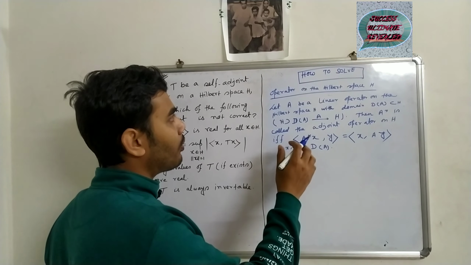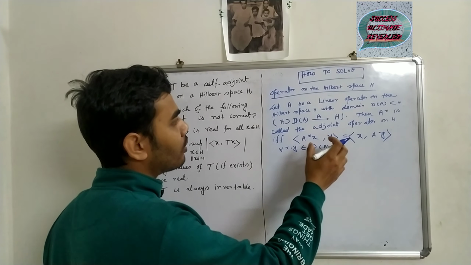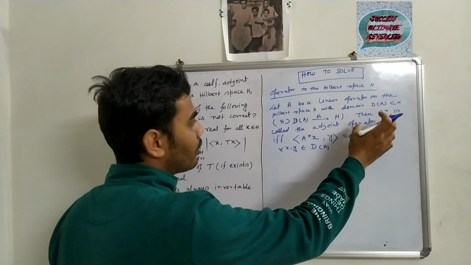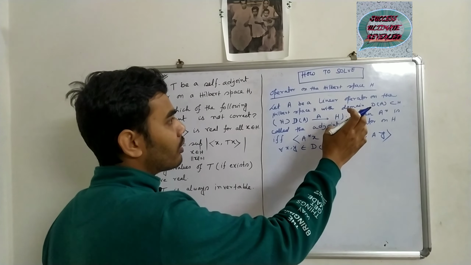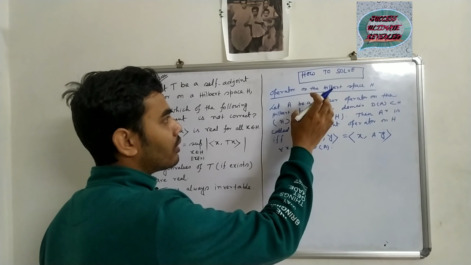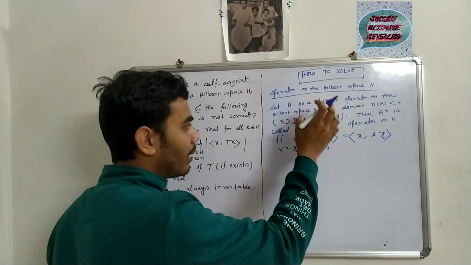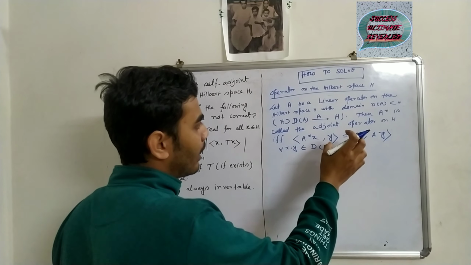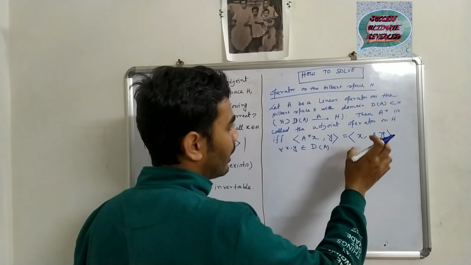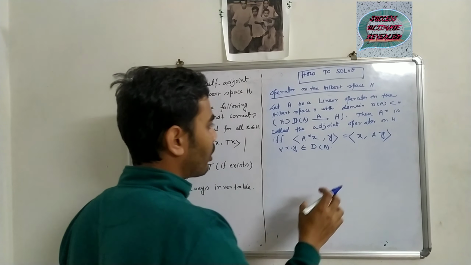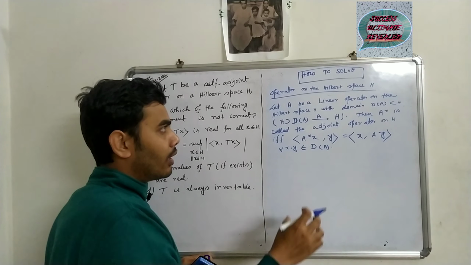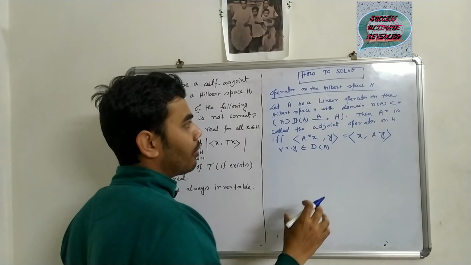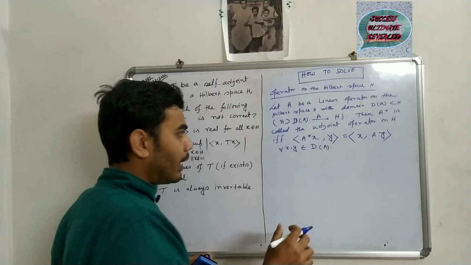Now, what is the adjoint operator on the Hilbert space H? A star is called the adjoint operator on the Hilbert space H of the linear operator A if and only if the inner product of A star x and y is equal to the inner product of x and Ay for all x and y belongs to D(A). So this is the definition of the adjoint operator on the Hilbert space H.